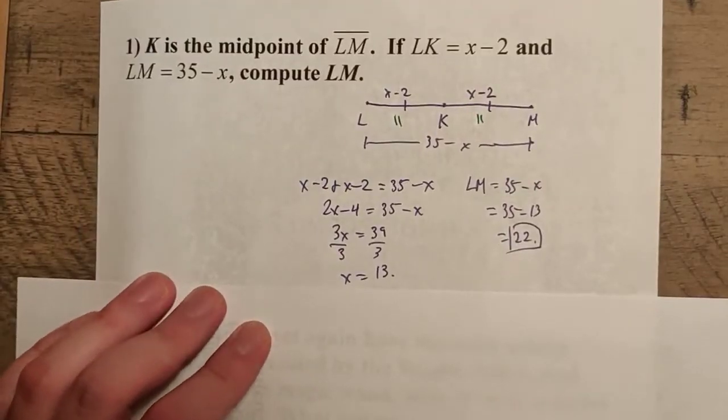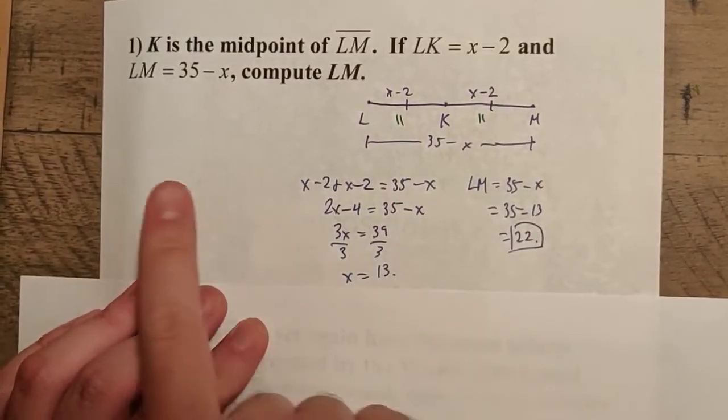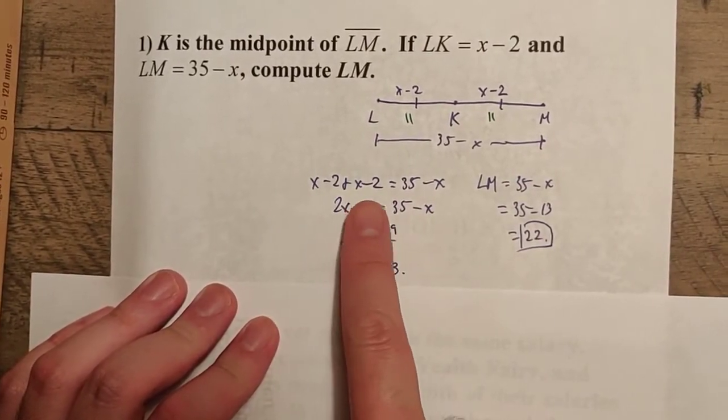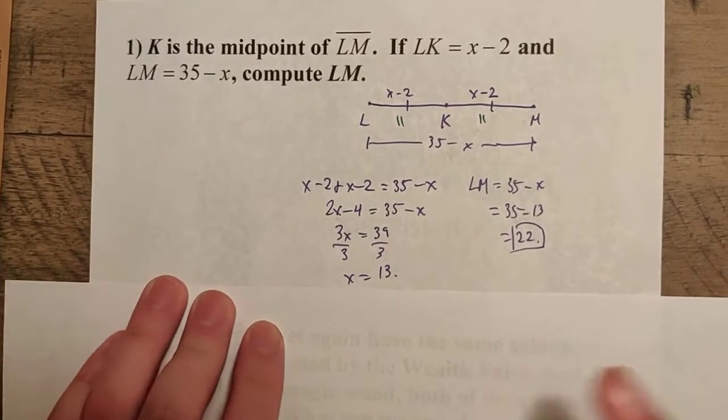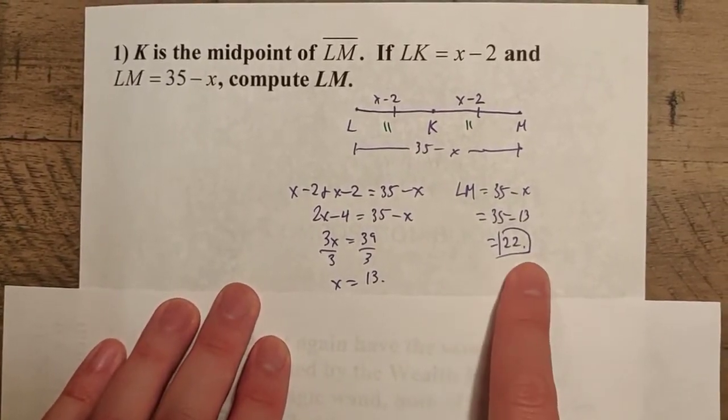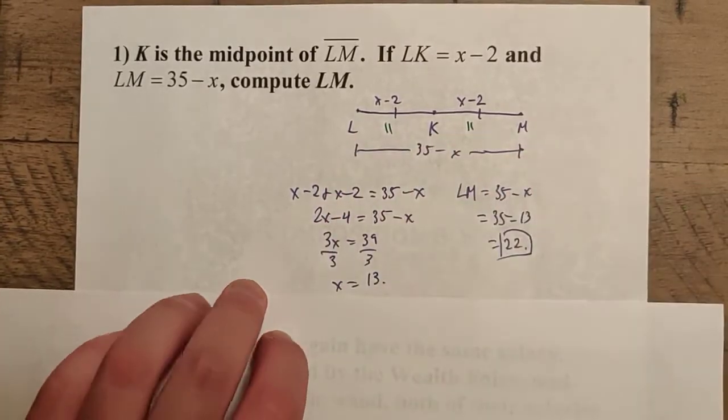All right, so now I want to return to the problem we started off with, the fact that we had this here. So we saw that we have, in this case, x plus 2, and 35 minus x here. We were able to solve this. We get LM is 22 here. So we know that in this situation, LM is 22, and we each have two segments of length 11 here.